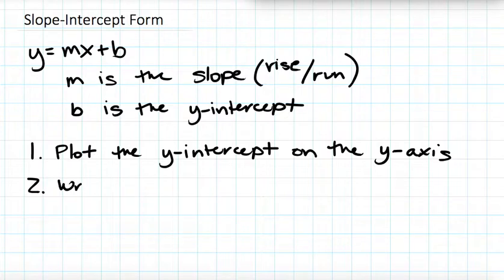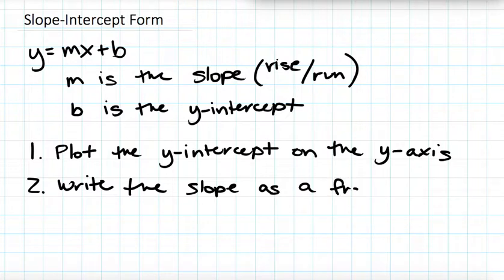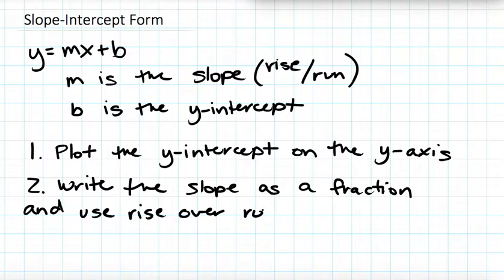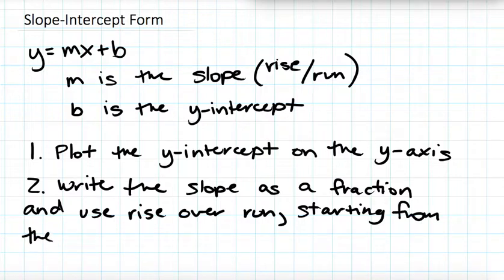So we want to write the slope as a fraction if it isn't already a fraction. And then we use rise over run, starting from the point that we already have. And we count from the first point to find the second point.